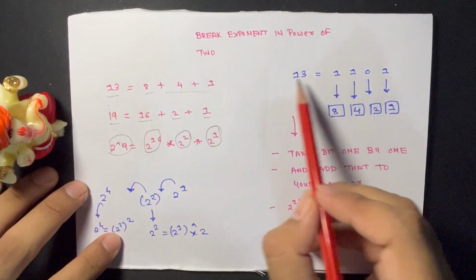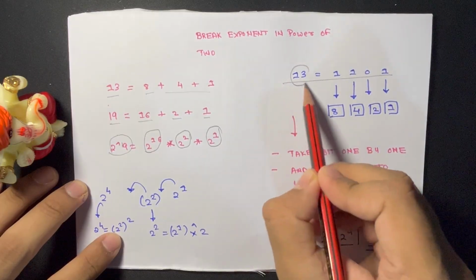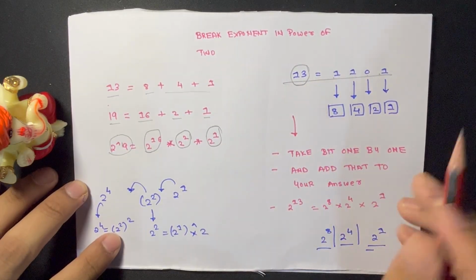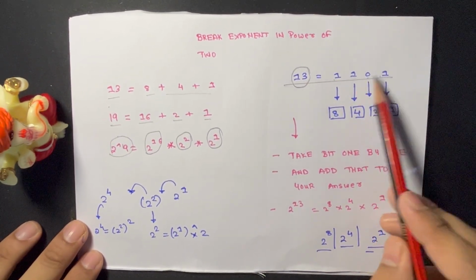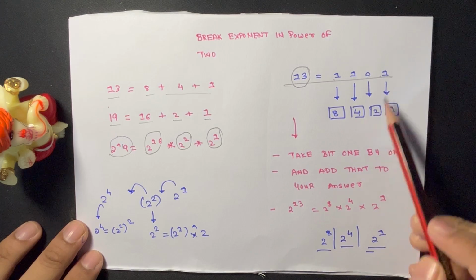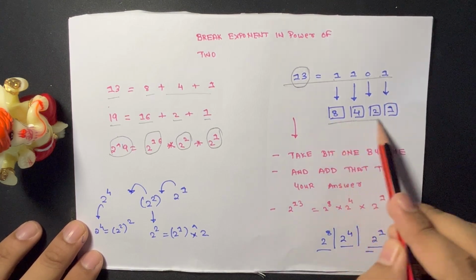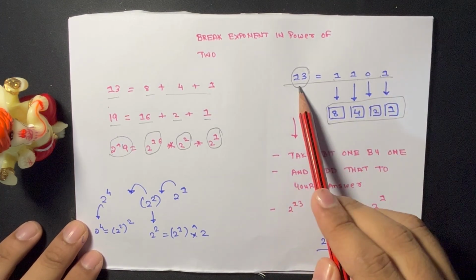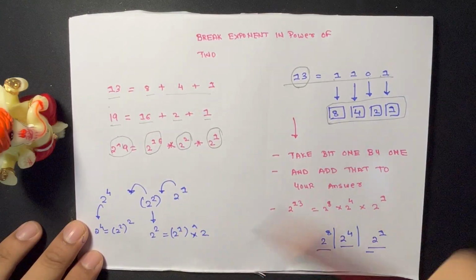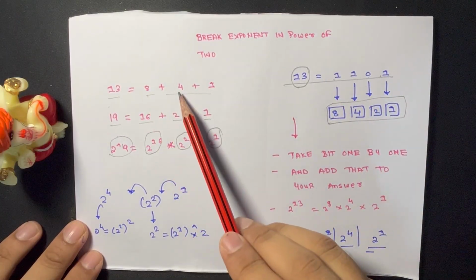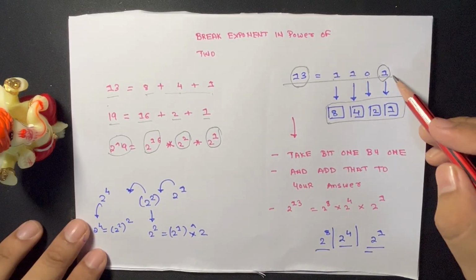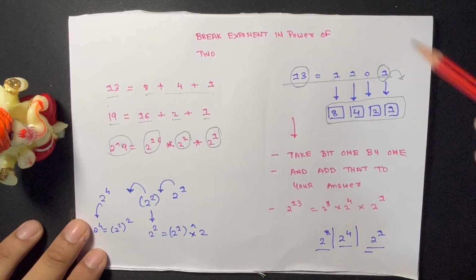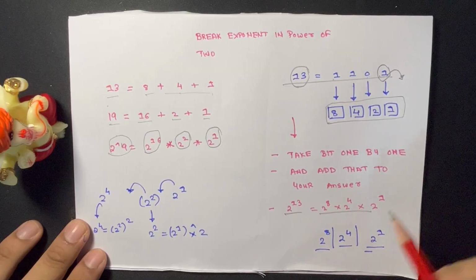Now let's see how bits come into the picture. 13 can be broken down in binary as 1, 1, 0, 1, right? And if you see here, 1000 is 8, 100 is 4, 10 is 2, and this is 1. So what we can decode from this is that 2 to the power 13 can be represented as 2 to the power 8 into 2 to the power of 4 into 2 to the power of 1. So whenever a bit is set, we just add that power to our answer. If you find a set bit, add that power to the answer. So 2 to the power 13 can be broken down like this.